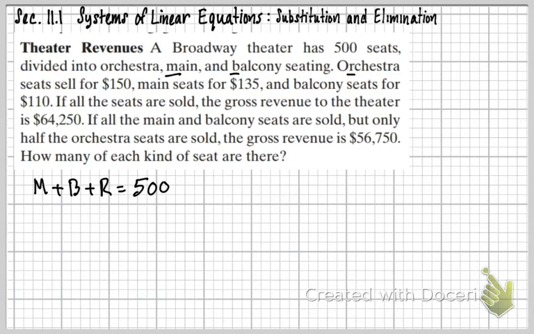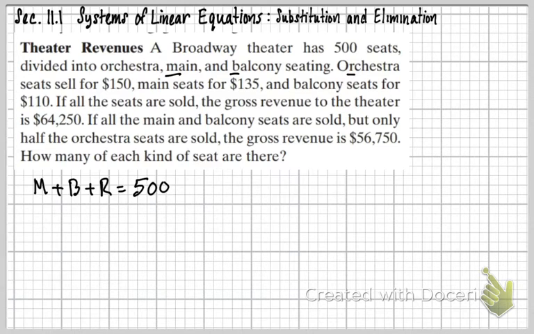Now after that, it says orchestra seats sell for $150, main seats for $135, and balcony seats for $110. So I don't get anything from that right away. But when I start talking about money of these seats, keep in mind my M and my B and my R represent the number of seats. Okay, not a dollar amount, but the number of seats.